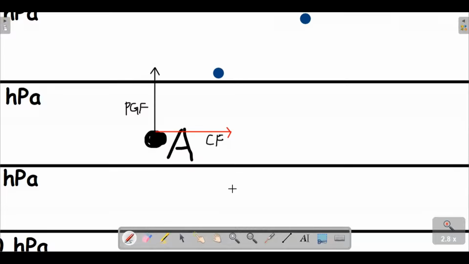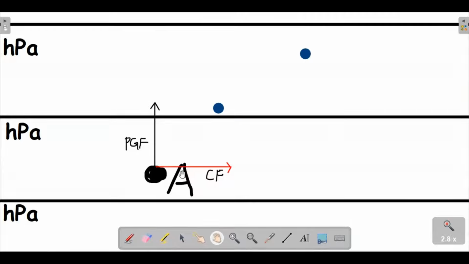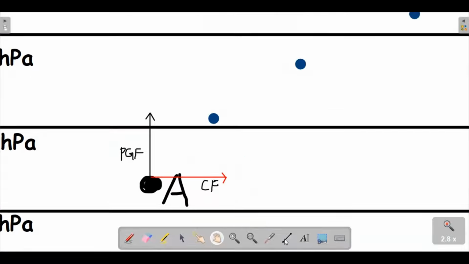Now, this is how it starts, guys. The pressure gradient force moves in that direction because it pushes air from high pressure to low pressure, and it is perpendicular to isobars. But the Coriolis force is perpendicular to the pressure gradient force. This is how it begins. But as time goes on, we find out that the angle between the pressure gradient force and the Coriolis force actually gets bigger and bigger.